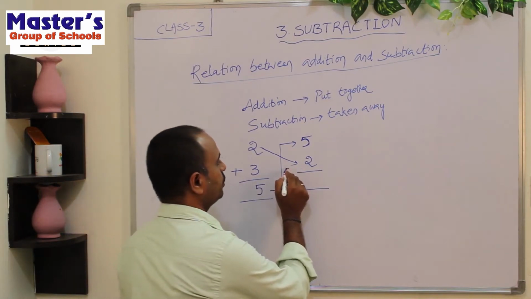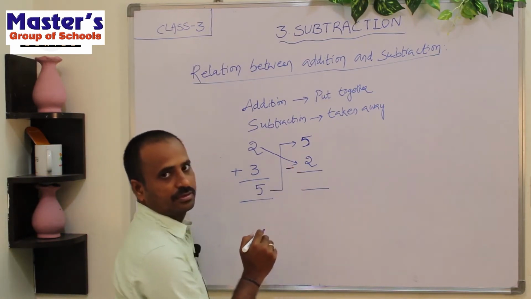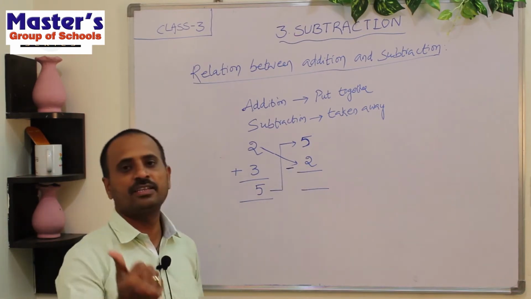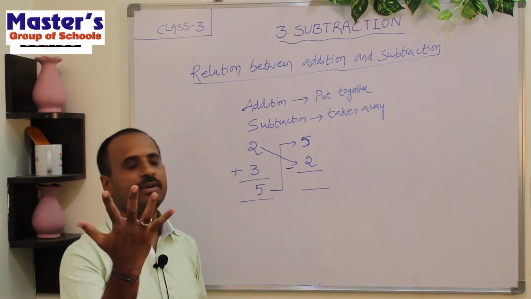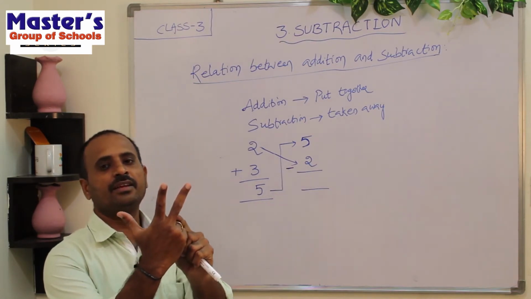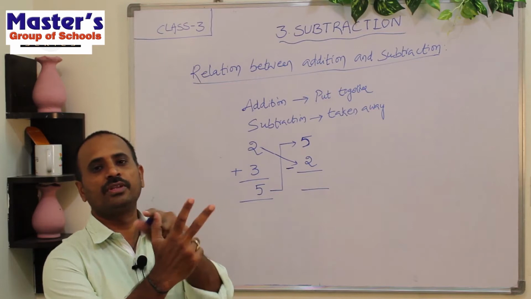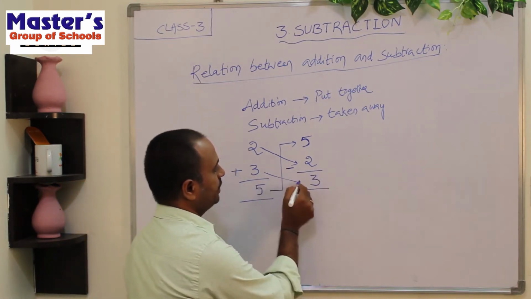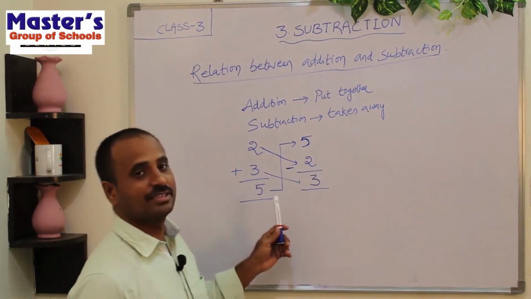If we subtract 2 from 5, how much will you get? Open 5 fingers: 1, 2, 3, 4, 5, and close 2 fingers: 1, 2. Children, how many fingers are there? There are 3 fingers remaining: 1, 2, 3. So write 3 here. So you will get the second number. Done.